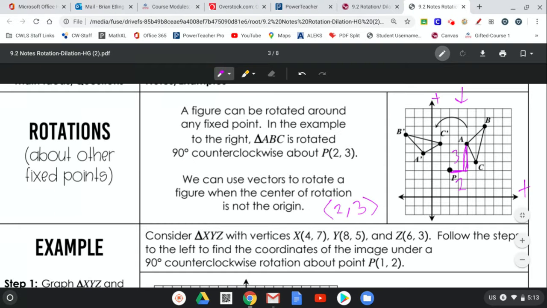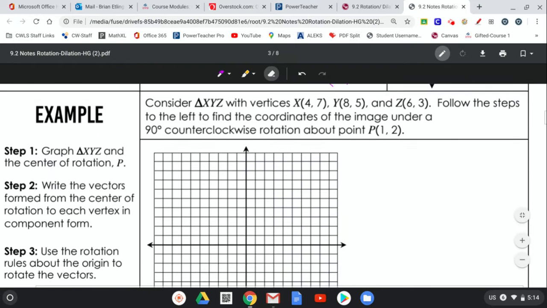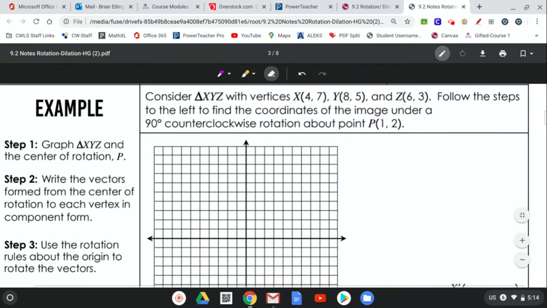that's formed from that fixed point and one of our vertices in the pre-image that we're going to use to rotate. That's just a little review from 9.1 where we did some vector notation. If you're having trouble with that, look back at the 9.1 notes on vectors, or join a Zoom session, or shoot me an email. We can always arrange another Zoom session. Moving on, I'm going to pause the video here and just plot the triangle.